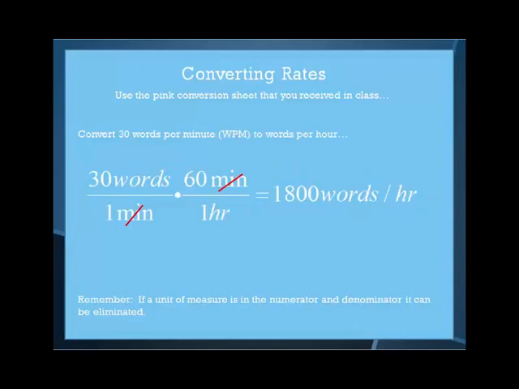When it comes to converting rates, things like words per minute, miles per hour, instead of just starting with 1 in the denominator, you now have a label to go with it. So with words per minute, if we're converting 30 words per minute to words per hour, we have 30 words for 1 minute. We know that there's 60 minutes in 1 hour. The minutes can eliminate because there is 1 in the numerator and 1 in the denominator. We do our multiplication and any division as necessary, and we end up with 1,800 words per hour.